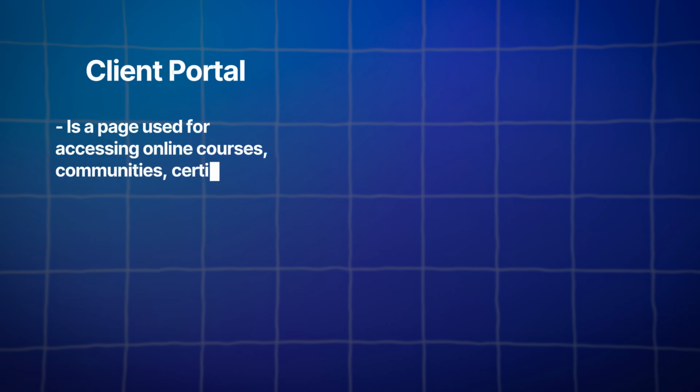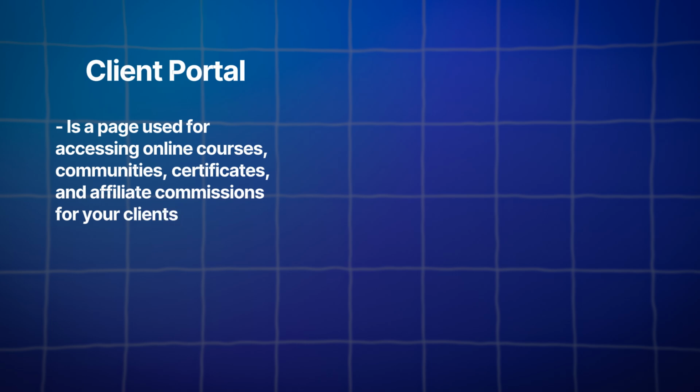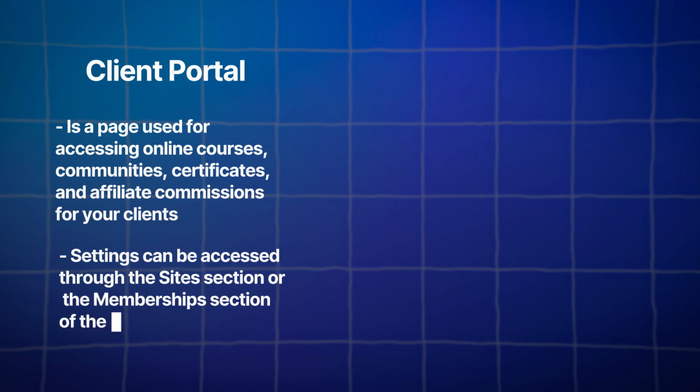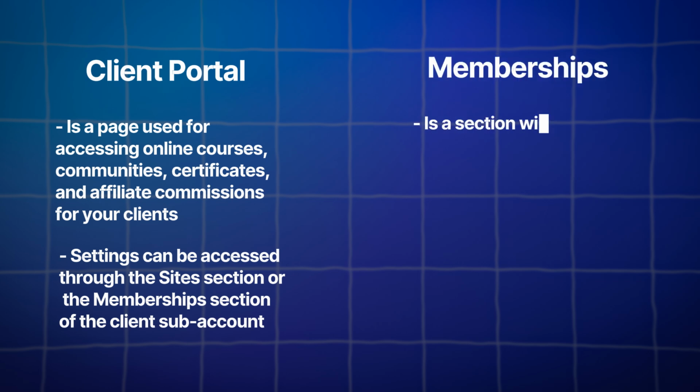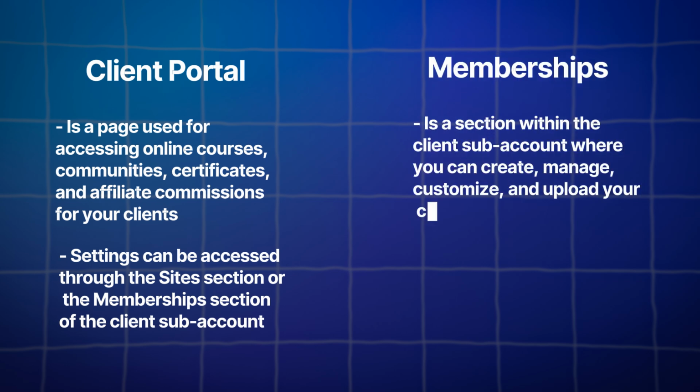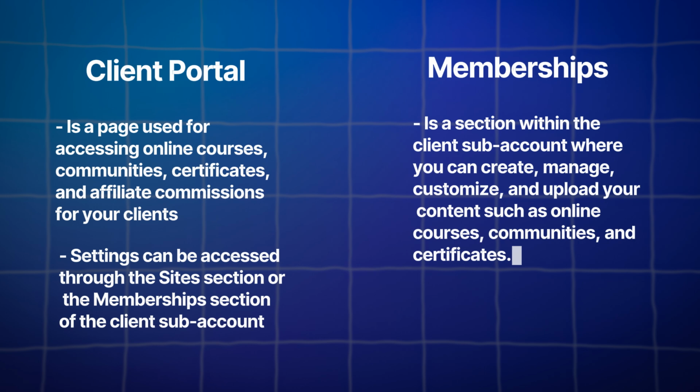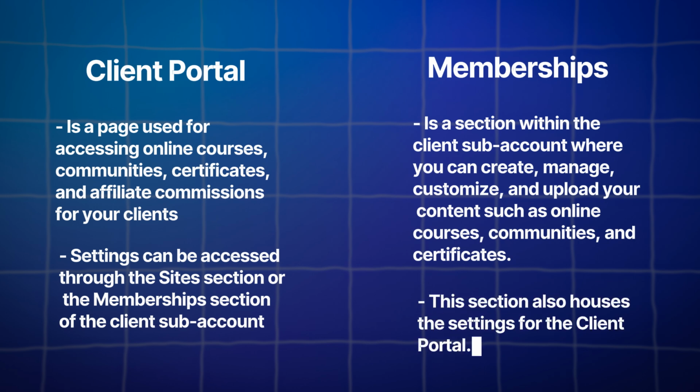So in conclusion, the client portal is a page used for accessing online courses, communities, certificates, and affiliate commissions for your clients. And the settings can be accessed through the site section or the membership section of the client subaccount. Meanwhile, the membership section is a section within the client subaccount where you can create, manage, customize, and upload your content such as online courses, communities, and certificates. This also houses the settings for the client portal.